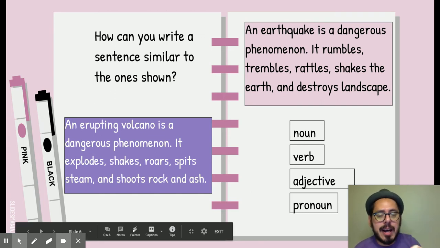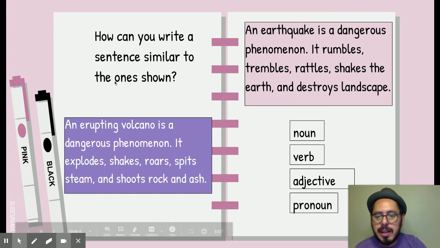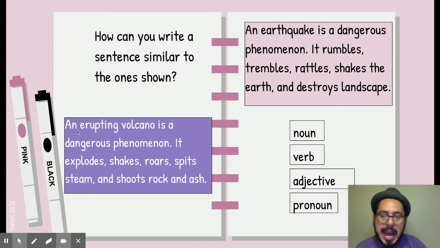Well, first of all, we have to analyze almost every word. We have an article first, and then we have a noun. In this case, we have an adjective describing the noun, but that's almost like a whole noun, an erupting volcano. So all of this is the subject. Then we have the verb is, which comes from to be. Then an article again, a dangerous phenomenon. We have an adjective describing how the volcano is, and what type of thing it is. It's a phenomenon.